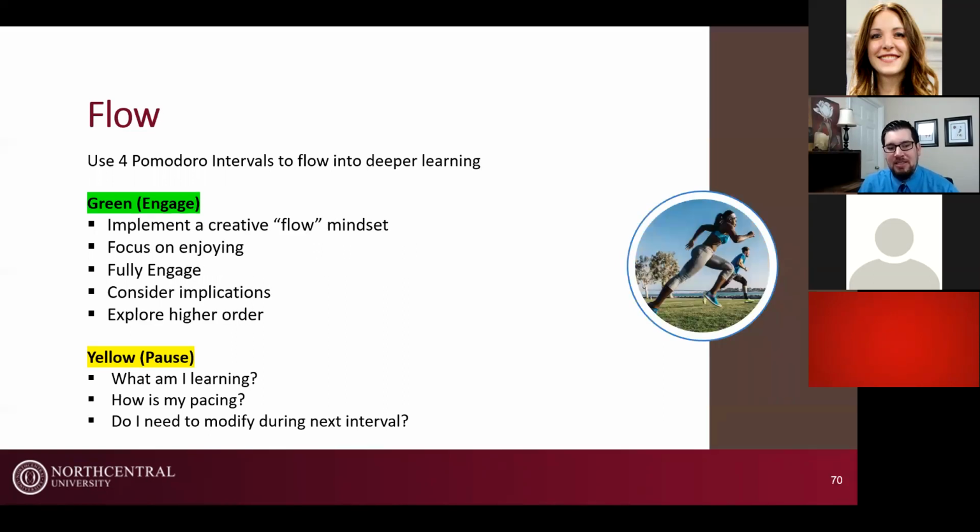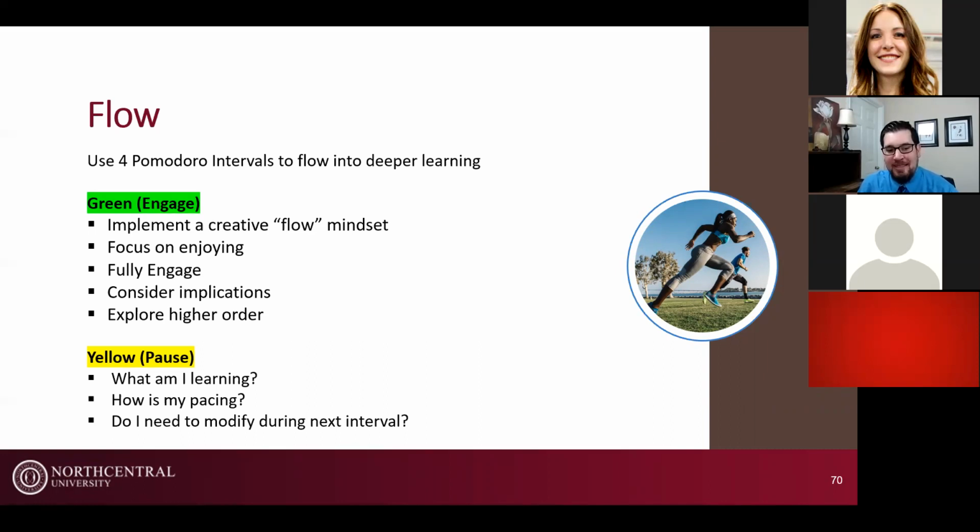In the flow stage, it's similar. Use 4 Pomodoro intervals to flow into deeper learning. During the engage or green phase, implement a creative flow mindset. Focus on enjoying the process of learning. It can be fun, I promise.